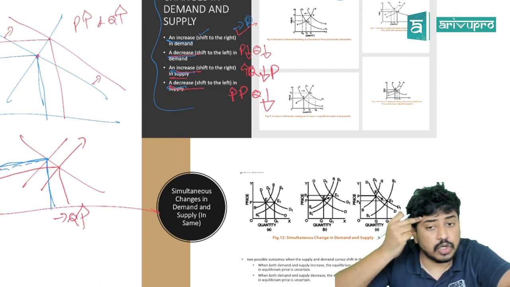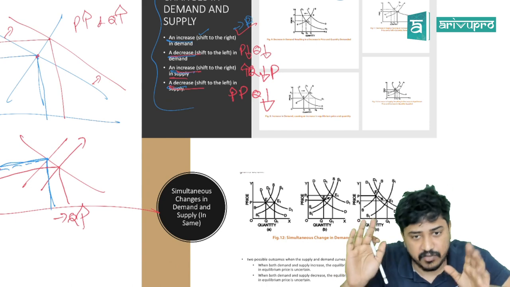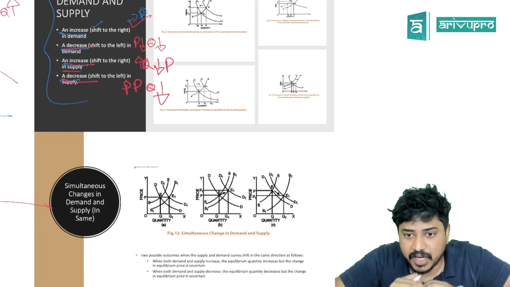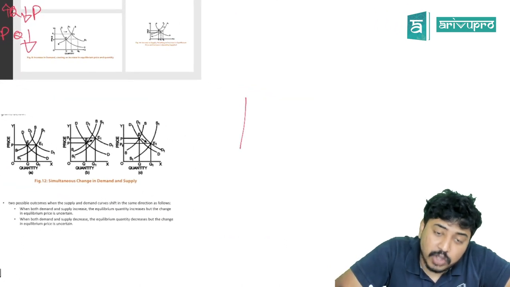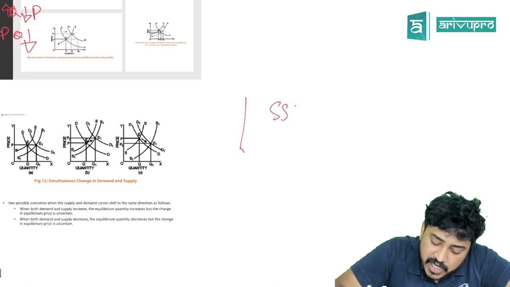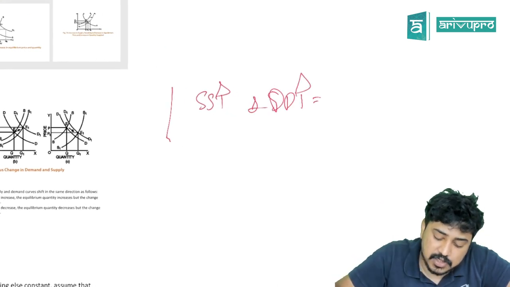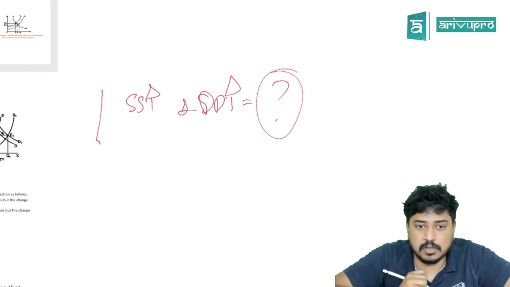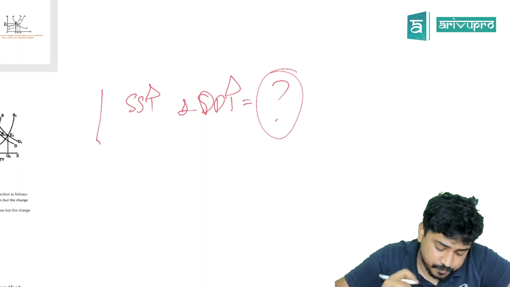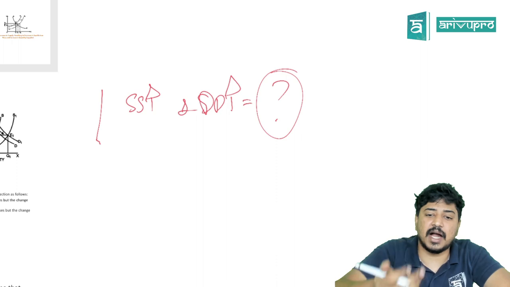All these things you should know properly. If not, you can also draw the diagram and find it out. Okay, this is when individual things are happening. What happens when both are increasing or both are decreasing? If, let's say, supply and demand are increasing, what happens? Please draw and let me know. What will happen when supply and demand increase?